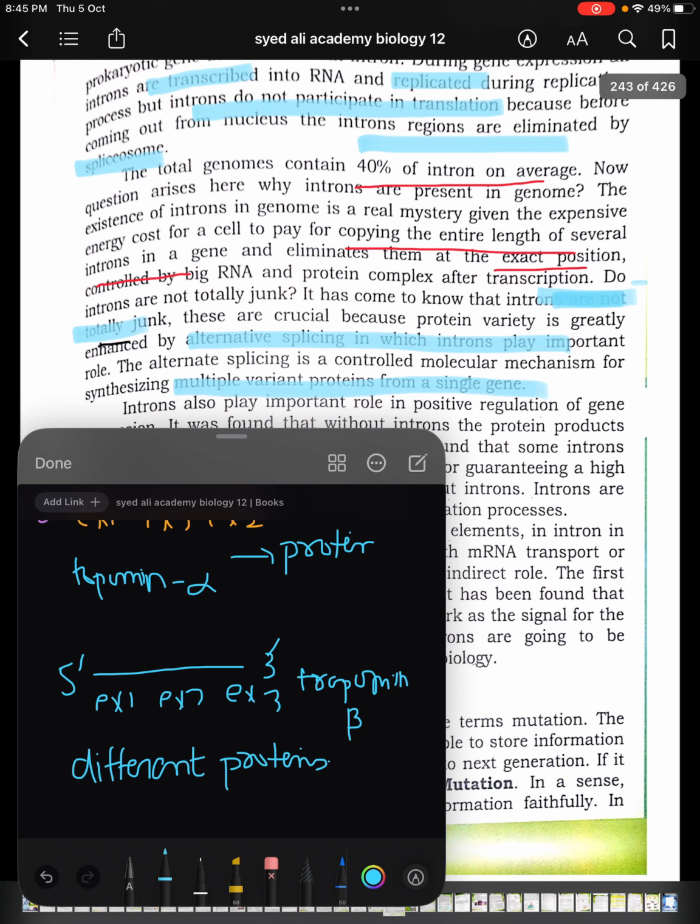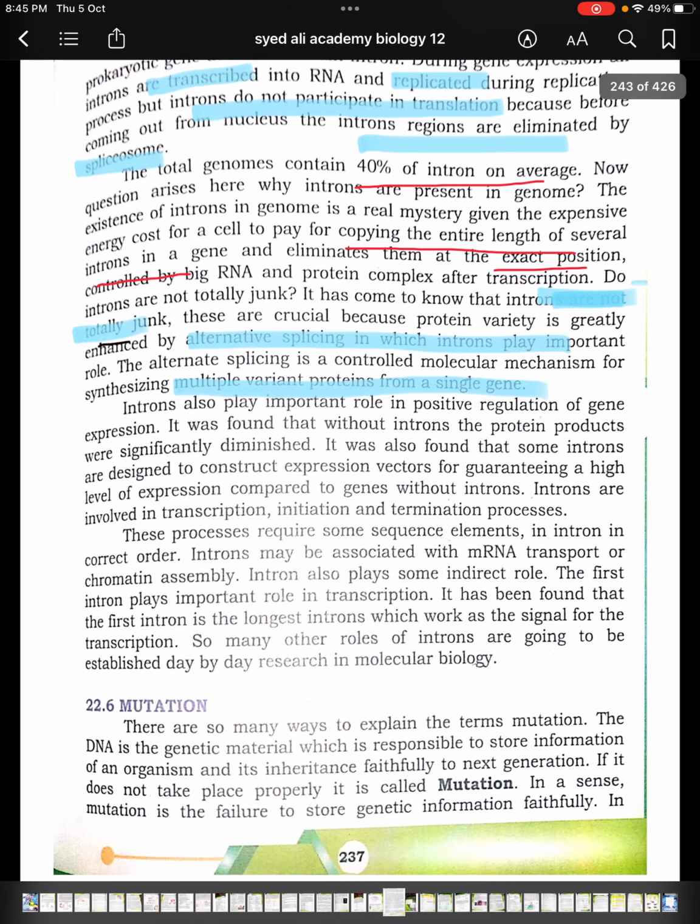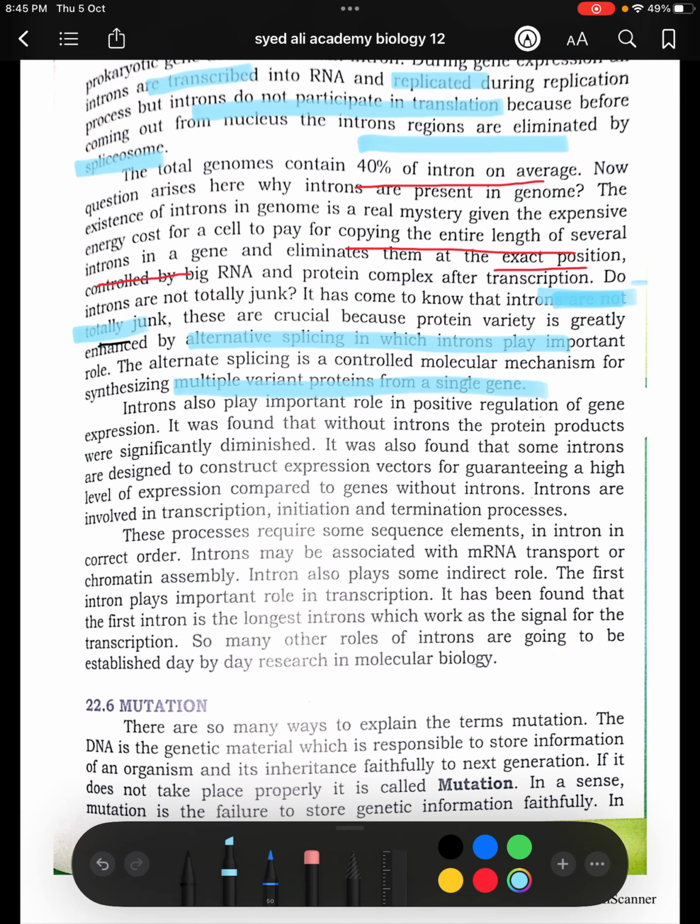So this is the important role which introns are playing. If introns were not part of this DNA, then how would we be getting the different proteins? So by this alternate splicing, we are getting different kinds of proteins. Now we have another point.